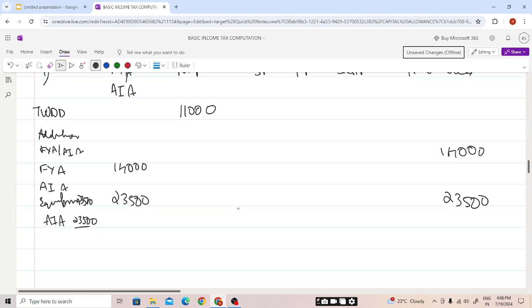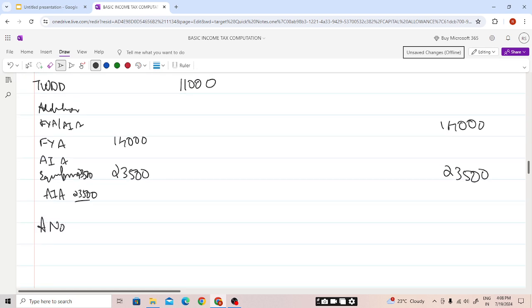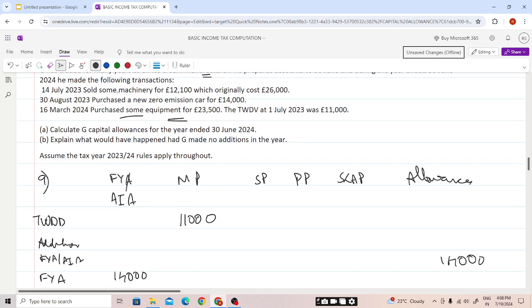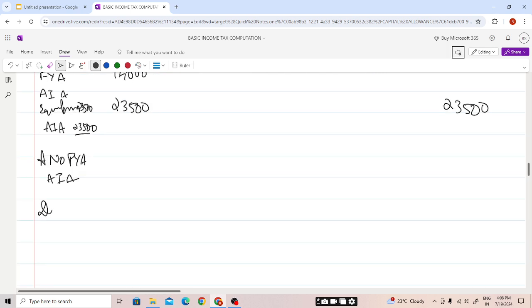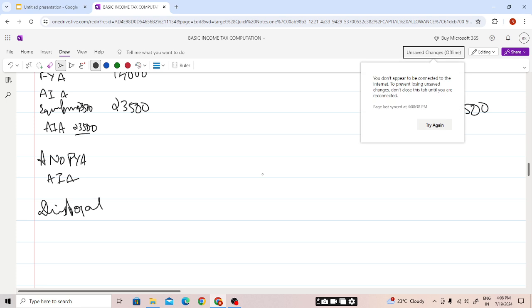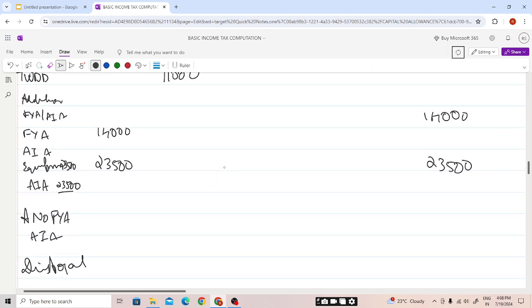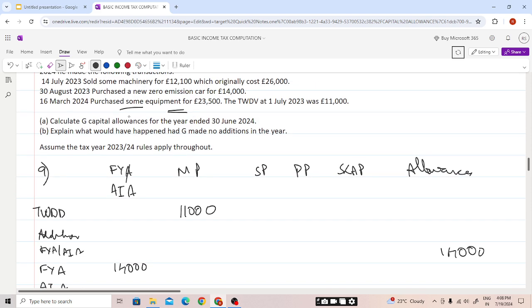Now coming to additions not qualifying for FIA and AIA. Do we have anything, students? Nothing has been mentioned here. Sold, purchase, this also we have treated. So no. Then disposals. Do we have disposals? Yes, sold one machinery which cost originally 26,000.